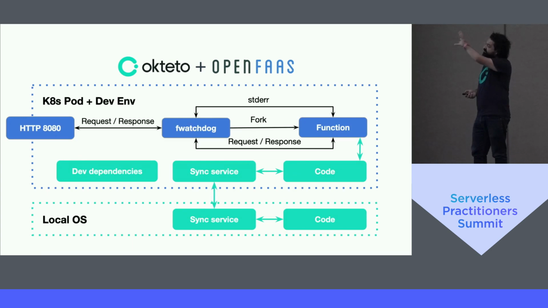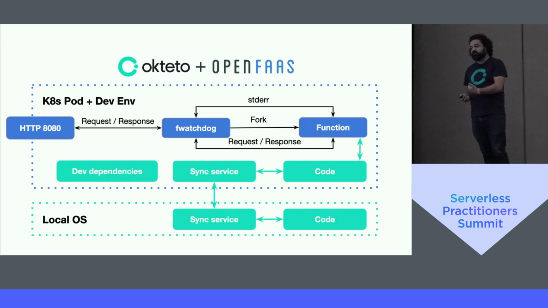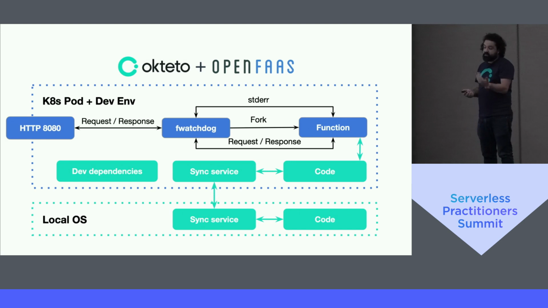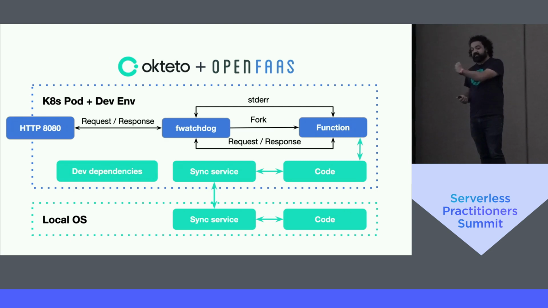We keep the same flow that we had before, but then the dev environment is adding extra services. One, it's adding all your dev dependencies. In this case, the Go runtime, other files, assets, really whatever you need. It's injecting a synchronization service, so the code you write locally is getting instantaneously synchronized on your dev environment, on your function. In this case, we're using Syncthing, an open source project as well. And you have your code there.